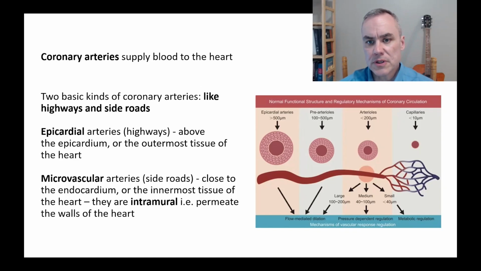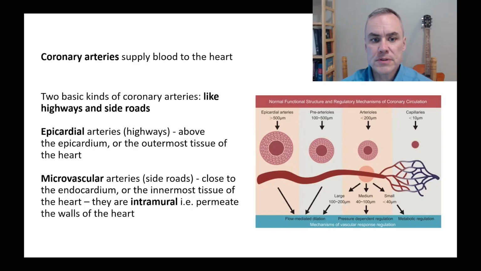Those are the side roads that come off of the big ones, the epicardial arteries. If you look at the pictures on the right, the epicardial arteries are the big ones, again the ones that myocardial bridges are usually identified on. Then you've got the smaller ones that shoot off of that and branch down a network, into smaller and smaller branches. If you look at the bottom left, it says intramural. Only one of these types of arteries is supposed to be intramural, and that is the microvascular ones.